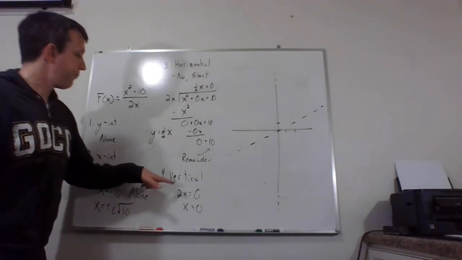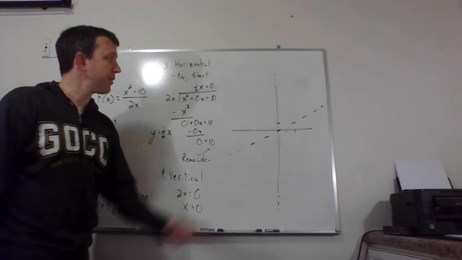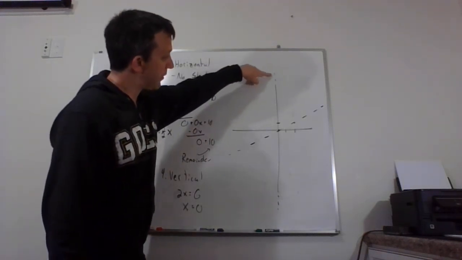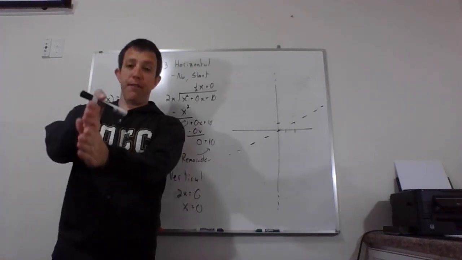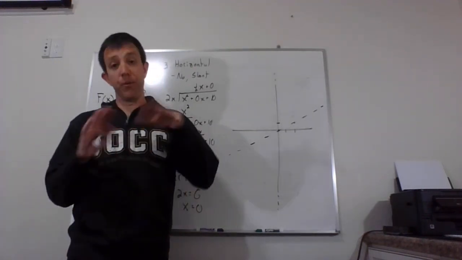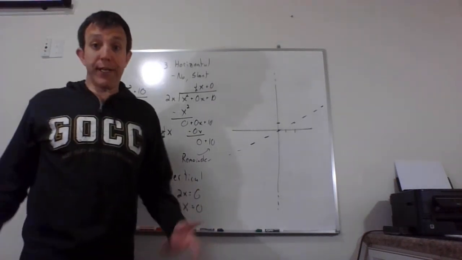And vertical asymptote. We steal the denominator. 2x is equal to 0. That gives us x equals 0. So you'll notice, hopefully, you can see it, that I have some dotted lines sticking out of my y-axis because I have a vertical asymptote at the y-axis to go with this slant asymptote. All right, no points.